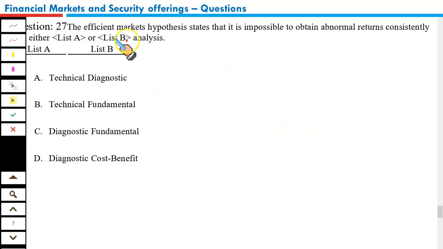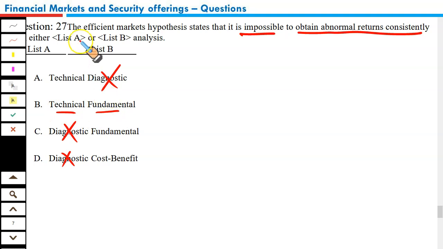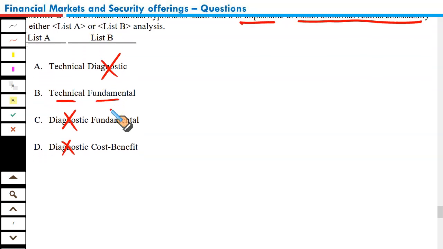Question 27. The efficient market hypothesis states that it is impossible to obtain abnormal returns consistently either through... I hope you remember technical and fundamental analysis. There is no diagnostic analysis, just technical or fundamental. So if you read the statement, the efficient market hypothesis states that it is impossible to obtain abnormal returns consistently either through technical analysis or fundamental analysis. That makes B the correct option.